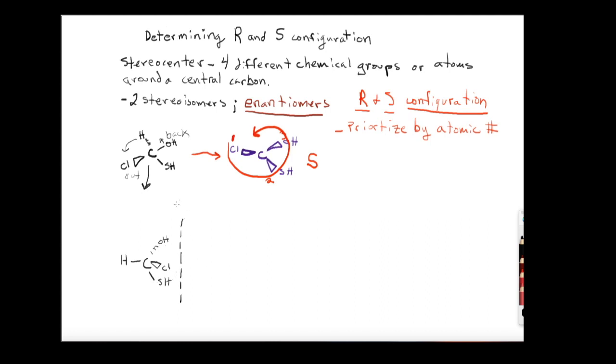All right, now this is my mirror. So the molecule on the other side is going to look like this. The H is going to be like that. Then the OH is going to be here. My Cl is here, and the SH is here.